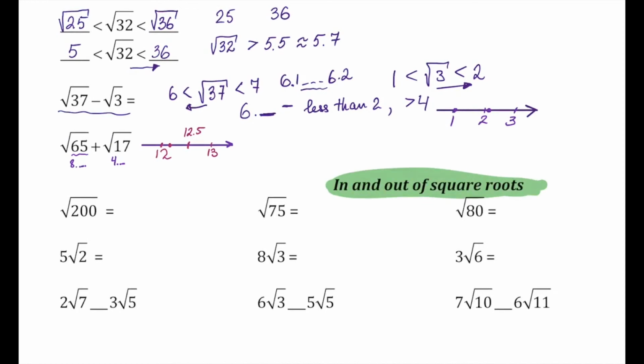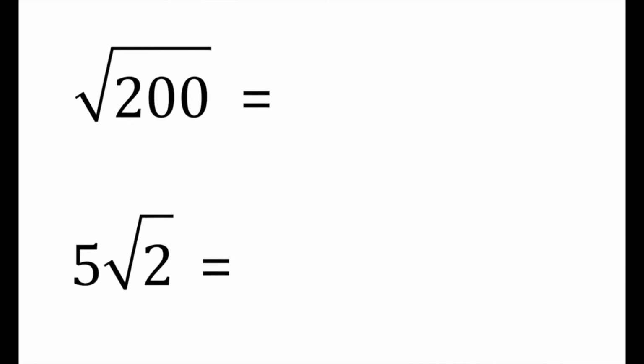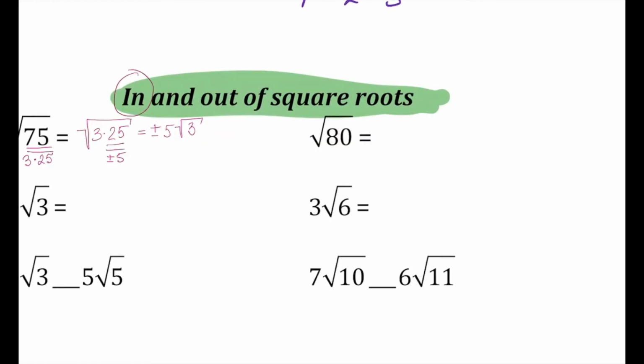Now the next one, in and out of square roots. This is when you take numbers out of the radical and shove them back under the radical. Square root of 200. What you need to think of are numbers that you know are perfect squares. You know a perfect square of 100. So think of what you can split 200 into. It could be 2 times 100, then 100 is 10 squared, so you can take it out of the square root.